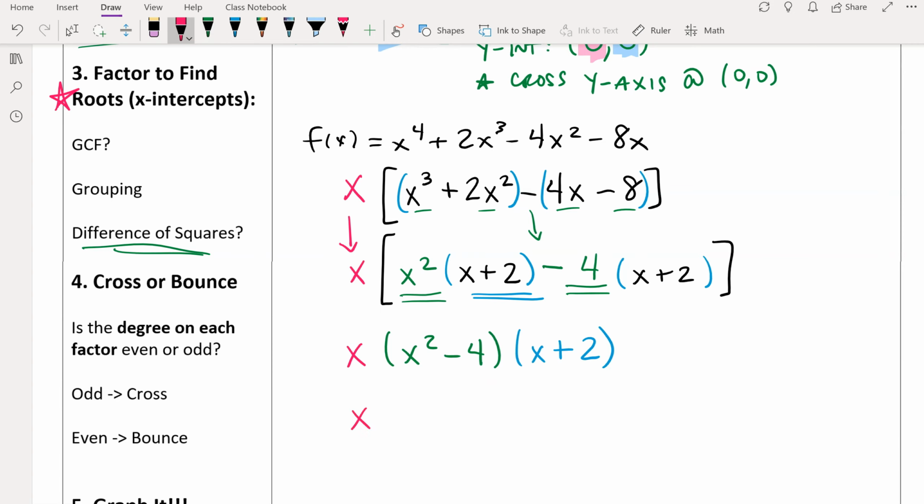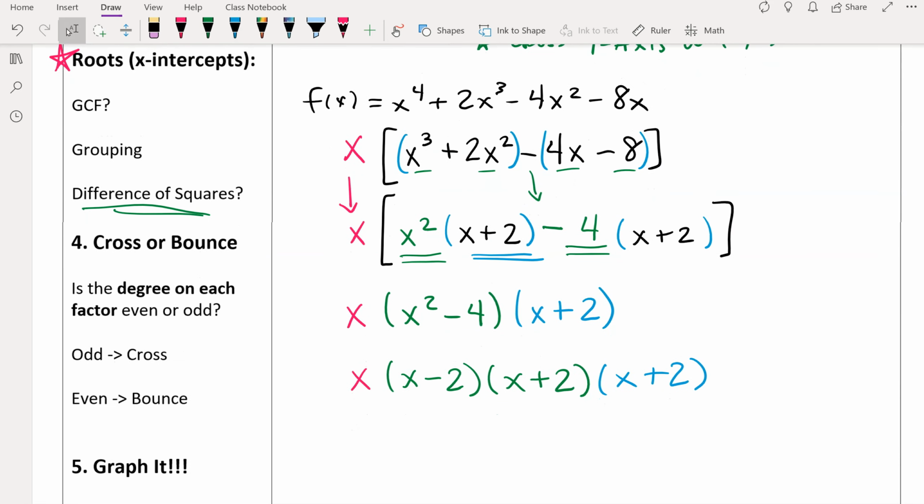Bring down your pink x. Use difference of squares on the x squared minus 4, and you get x minus 2, because 2 is the square root of 4, x plus 2, and then bring down our x plus 2 factor. Okay, so now that we have factored f of x, we can now see our x-intercepts. So what is x equal for each factor? That will be our x-intercepts where we cross the x-axis.